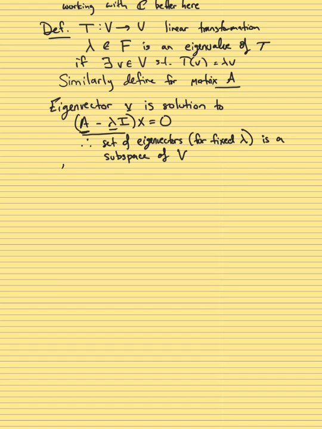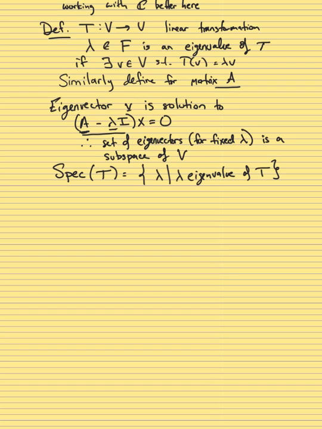And we usually call the set of eigenvalues the spectrum. So I'm going to say the spectrum of T. This is now just a set of real numbers. So it's exactly the lambda, where lambda is an eigenvalue of T. Similarly, you can define that for a matrix A.